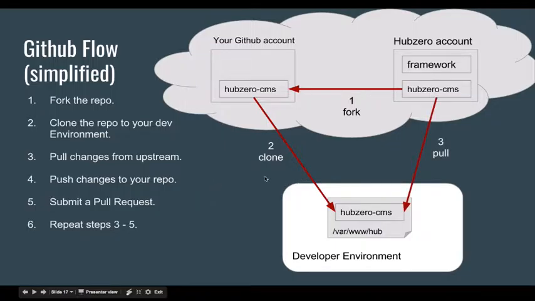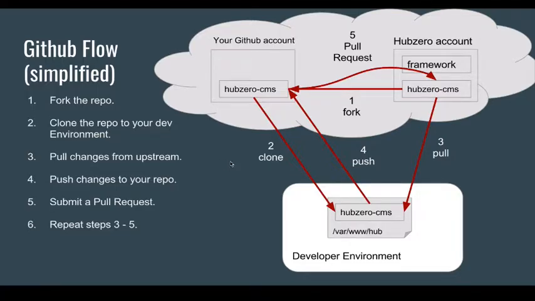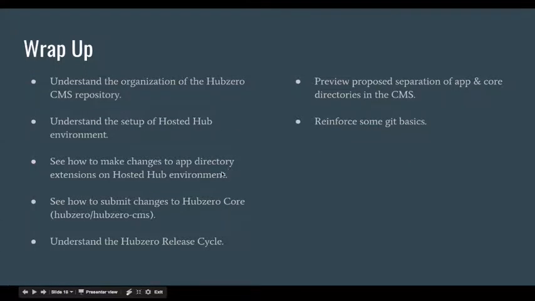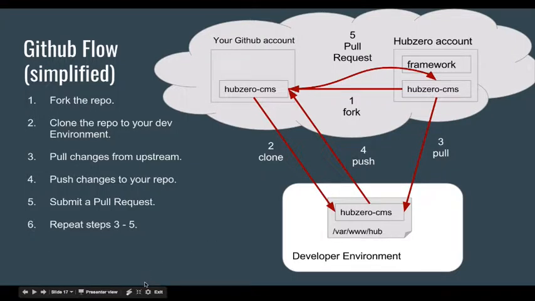In order to get the latest changes, we'll need to add changes from upstream. So you'll be pulling down changes from the official Hubzero repository. You'll make your changes, and you're going to want to push them back to your GitHub account. And then you're going to submit a pull request. And what that pull request does is it does a difference between the code on Hubzero and your forked repository. I think that's a little out of order. So let's see what this looks like in action.